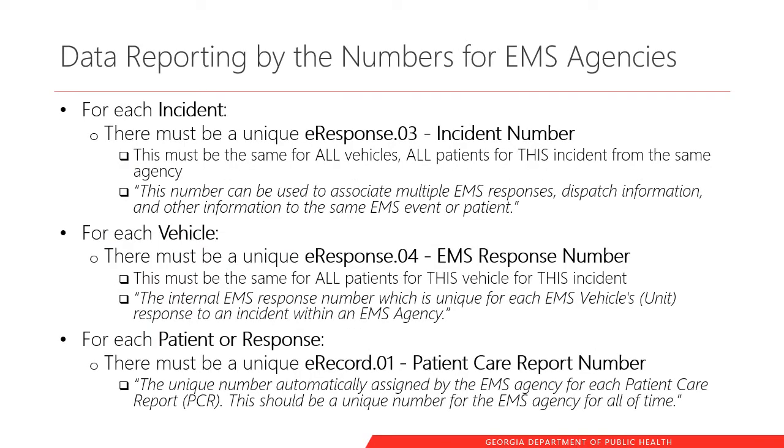So let's kind of go over some numbers, though, just to make sure we're all clear on these numbers. For every incident, there has to be a unique eResponse.03, which is the incident number. So this number has to be the same for all vehicles, for all patients, for this incident from the same agency. Okay, so right now we're talking about one agency. So this is just the definition right here that came from the NEMSIS Data Dictionary. This number can be used to associate multiple EMS responses, dispatch information, and other information to the same EMS event or patient. So again, one incident number per incident.